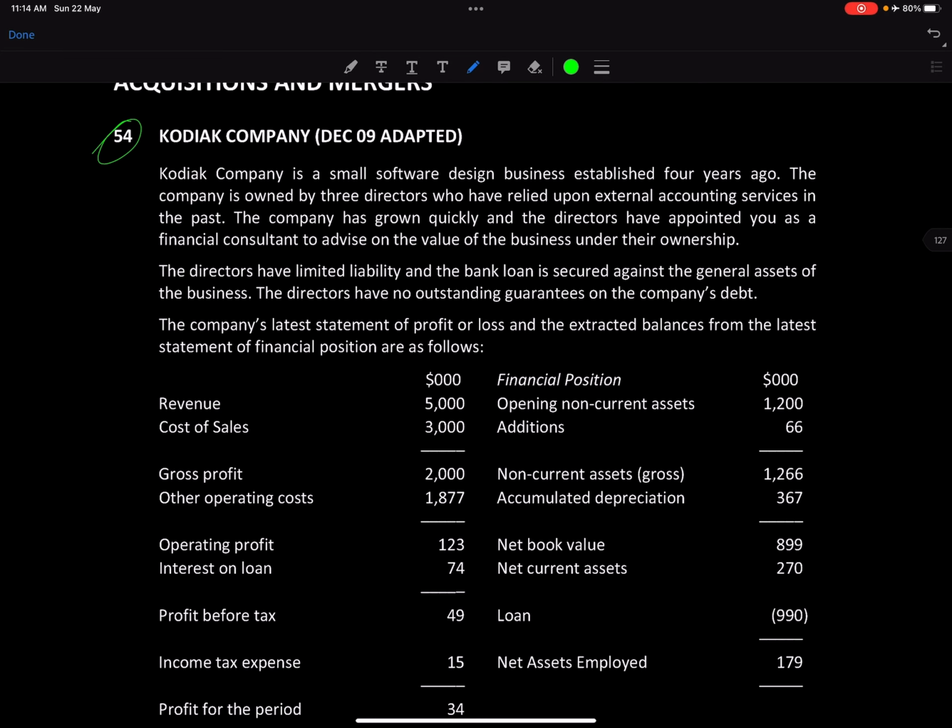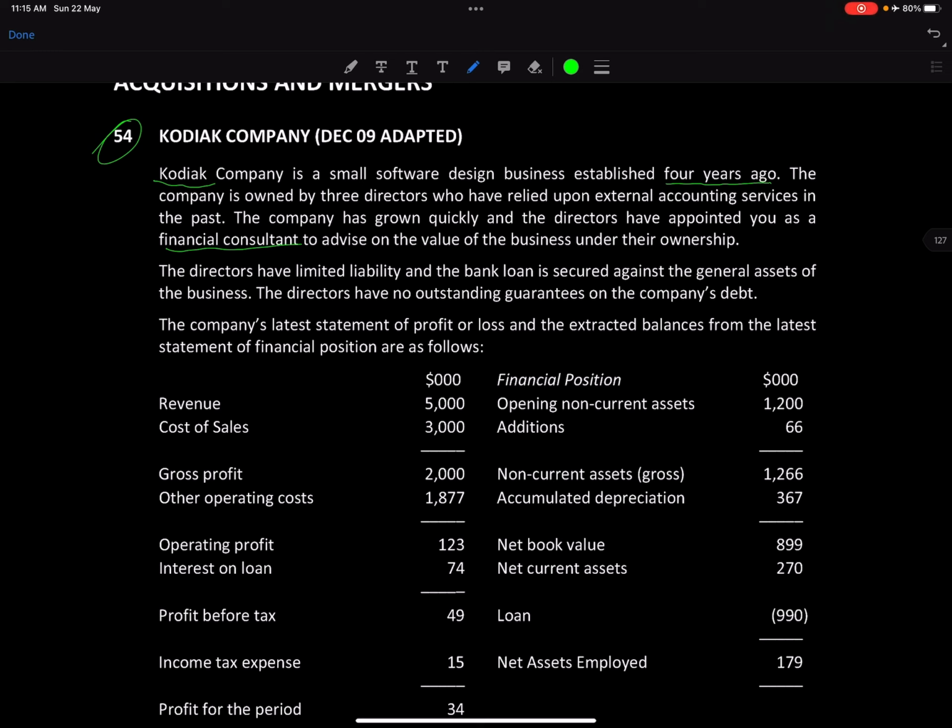Yeah, so Kodiak is a small software design business established 4 years ago. Okay, owned by 3 directors who have relied upon external accounting services in the past. The company has grown quickly, and the directors have appointed you as a financial consultant. If you were to write a report, you would have to write financial consultant, right? To advise on the value of the business under their ownership.